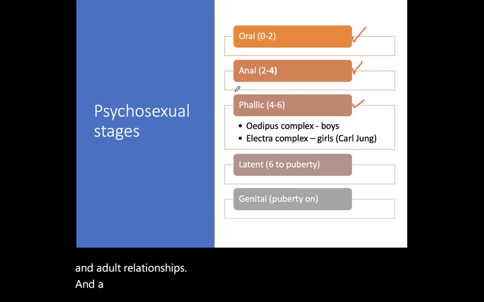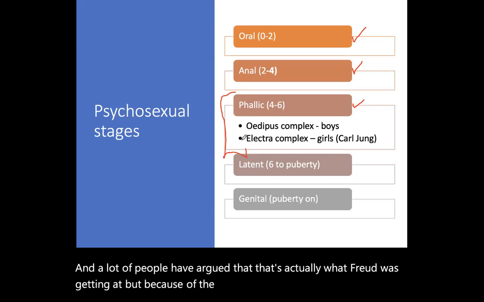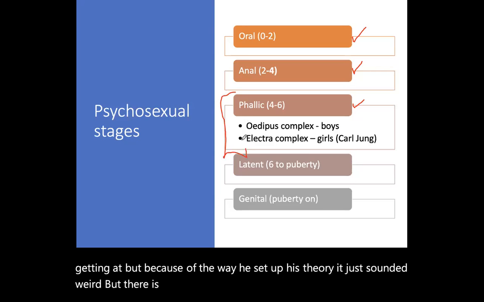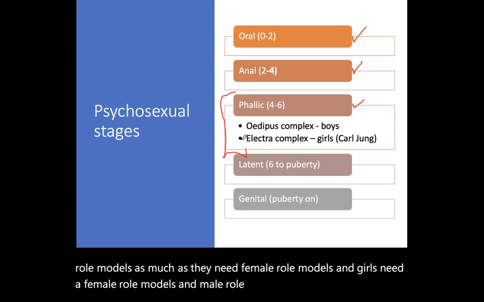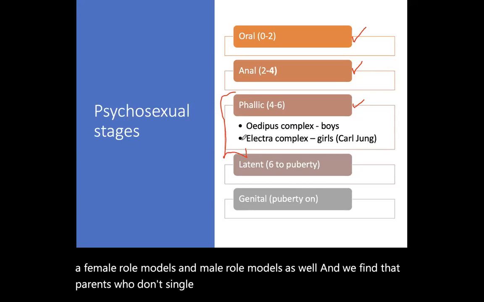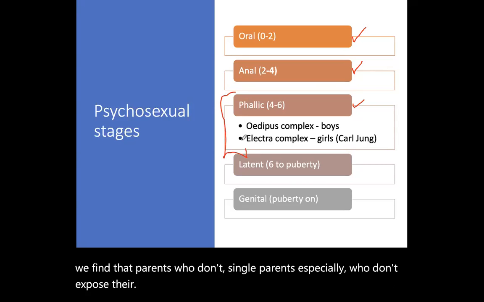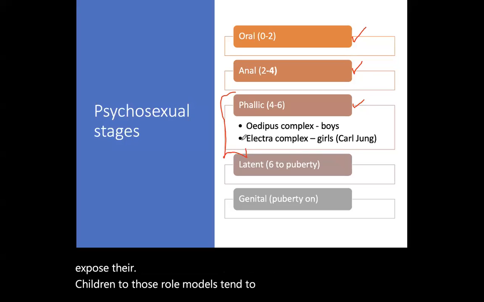And a lot of people have argued that that's actually what Freud was getting at. But because of the way he set up his theory, it just sounded weird. But there is some truth to the idea that boys need positive male role models as much as they need female role models, and girls need female role models and male role models as well. And we find that single parents especially, who don't expose their children to those role models, tend to develop complex issues as adults.